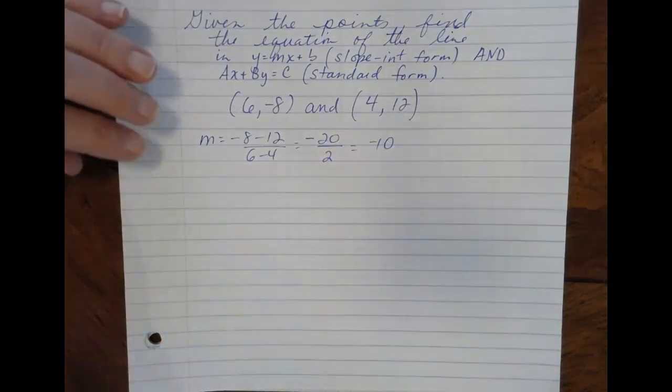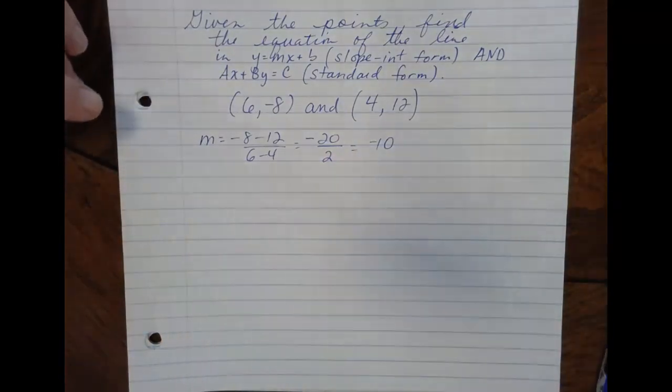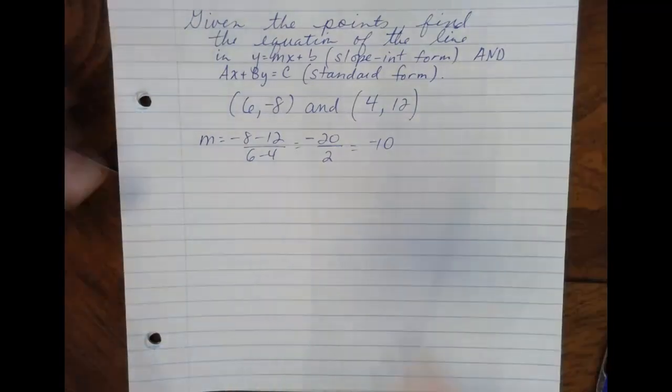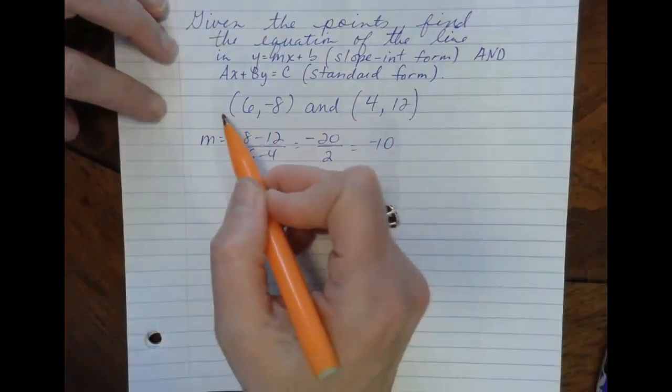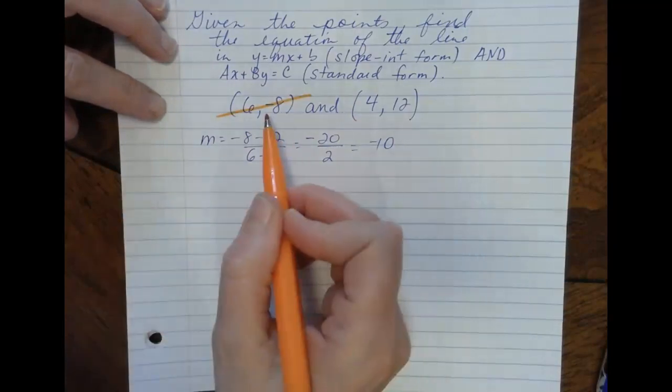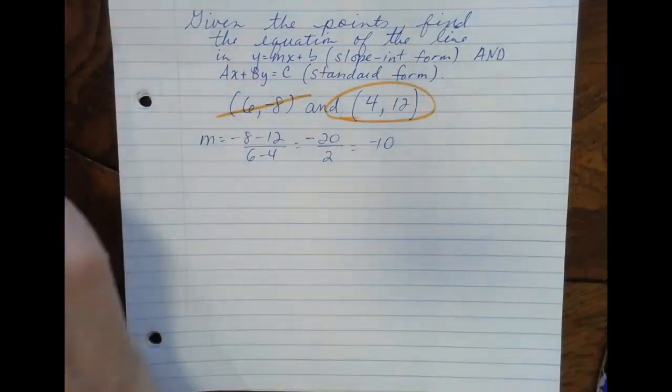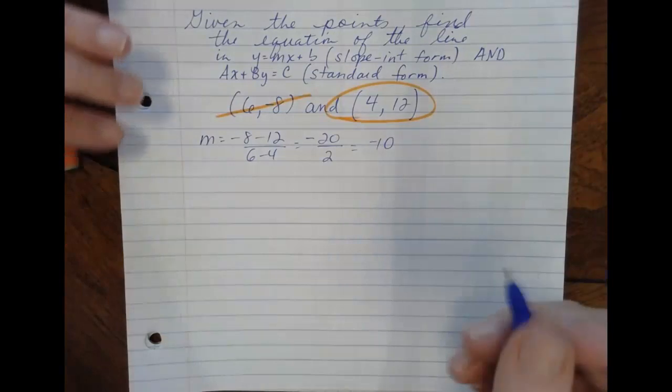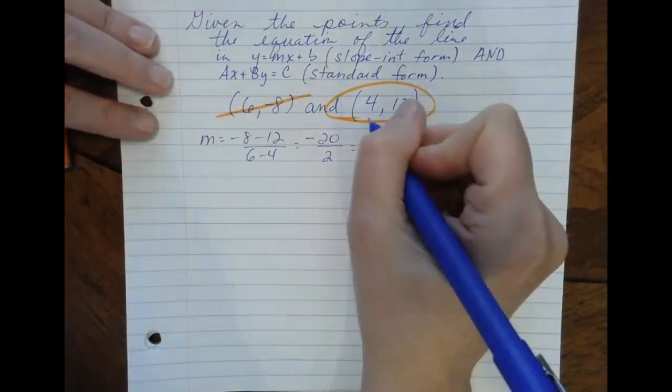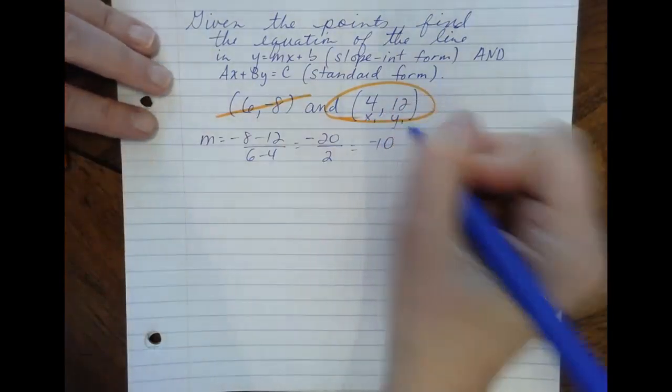So it's a very steep line. Now, I like to call these problems the use it and lose it problem. So I am not going to pick that point because it is a negative. I'm going to go with (4, 12). You can really pick either one, but (4, 12) is the easier one. This will be my x1. This will be my y1.